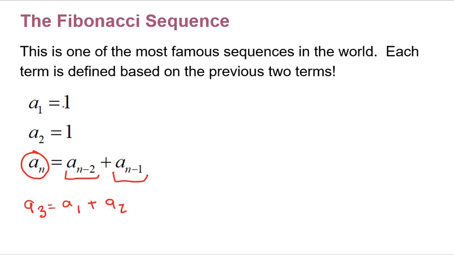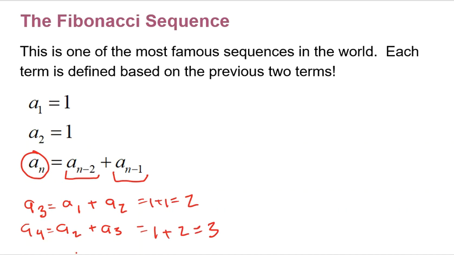Well, I know the first term. I know the second term. That's 1 plus 1, so the third term is 2. Now check this out. To find the fourth term, I need, 4 minus 2 is 2, so I need the second term, plus 4 minus 1 is 3, so I need the third term. So it's the second and the third term added together. The second term is 1 plus the third term is 2. 1 plus 2 is 3.